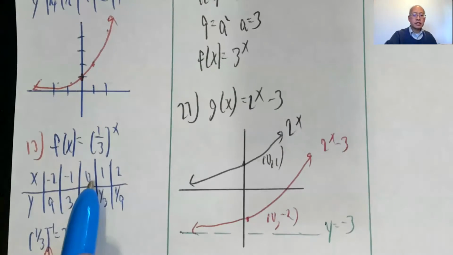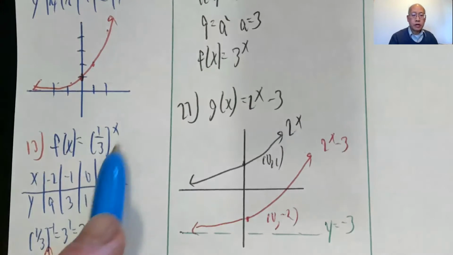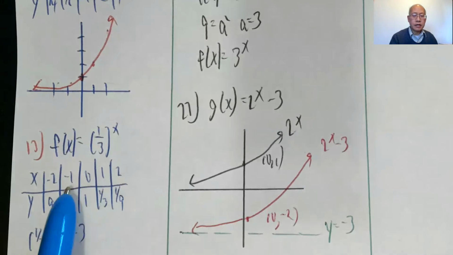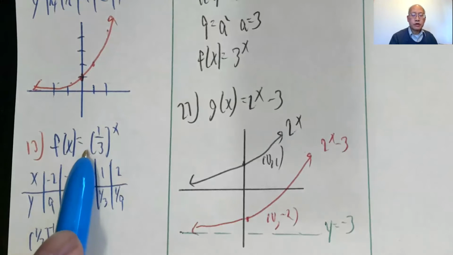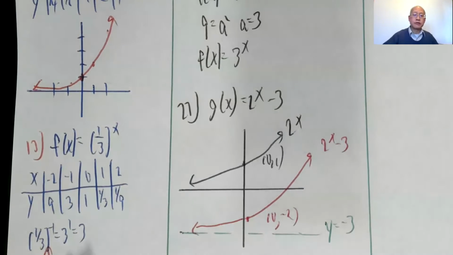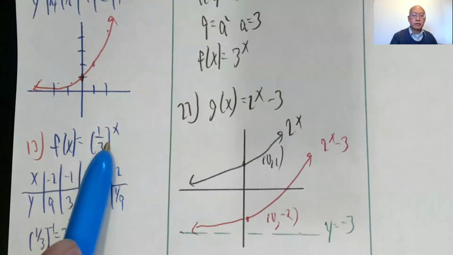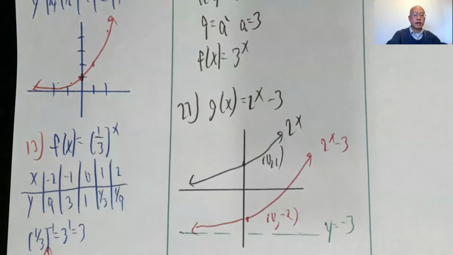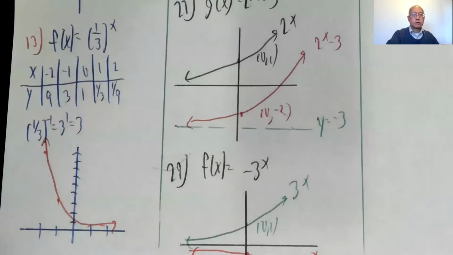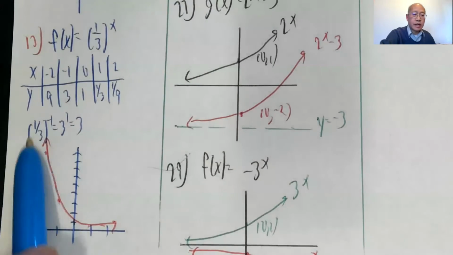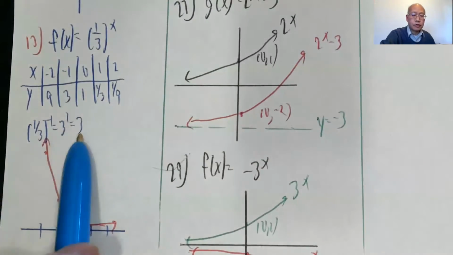Here's 1/3 to the x. If you plug in 0, you get 1. 1 gives me 1/3. 2 gives me 1/9. Negative 1, 1/3 to the negative 1 means you flip the fraction, gives you 3 to the positive 1, which is 3. 1/3 to the negative 2 means 3 to the positive 2, or 9. Right, so here's what 1/3 to the negative 1 means. Take the reciprocal, raise it to the first is 3.